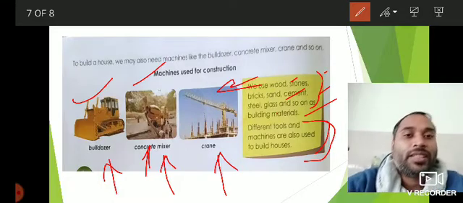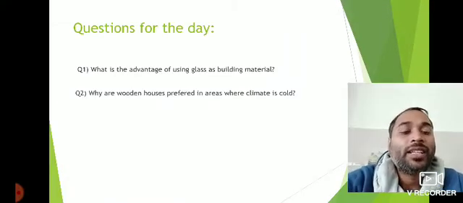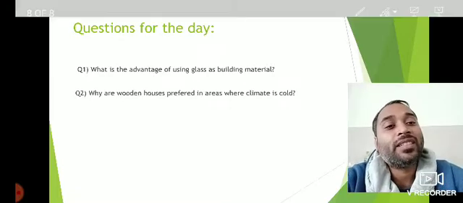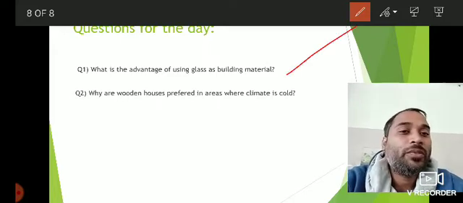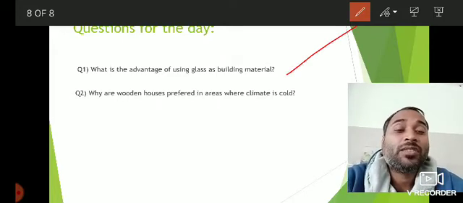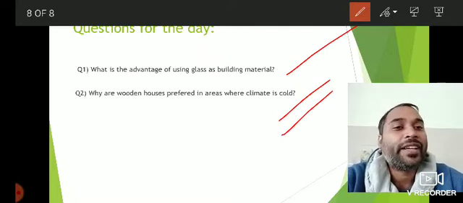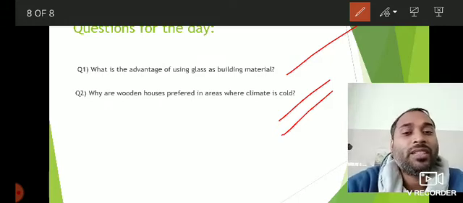Now let us see what the questions for the doing are. What is the advantage of using glass as building material? Already I have discussed it during my explanation, so you should be able to write it. And why are wooden houses preferred in areas where the climate is cold? This again is quite easy. Please try to answer these two questions and submit them in the Google Classroom.